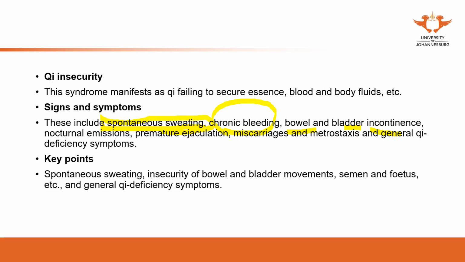Nocturnal emissions. Premature ejaculation, which is a men's problem. Insecure, that's why it comes earlier. Miscarriage is also because of qi insecurity. That's why the baby, the fetus, comes earlier than it's supposed to. Metrorrhagia. This term might be strange to you, so you can use another term, which just refers to excessive bleeding in women during the period. So it means bleeding a lot in a period.